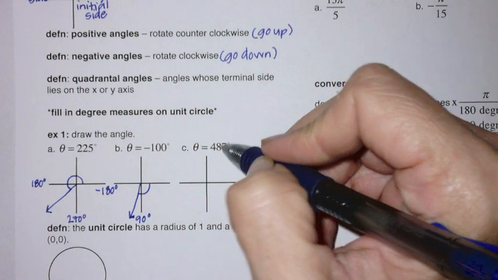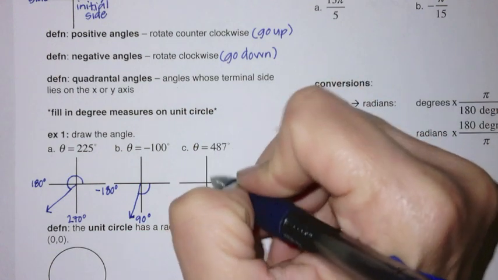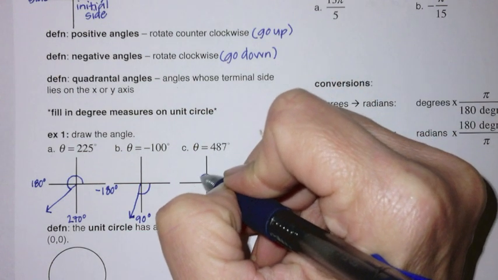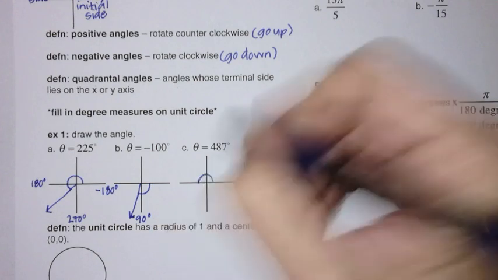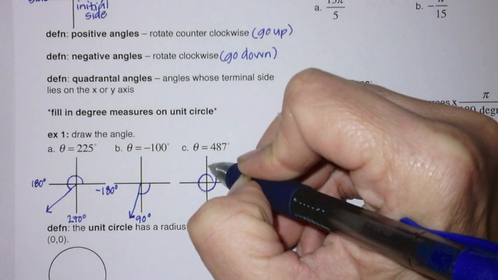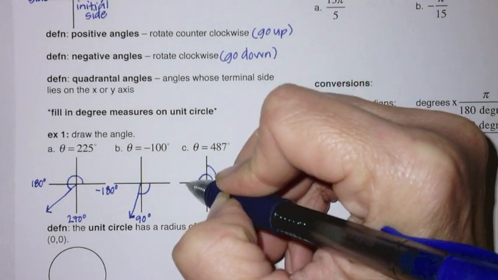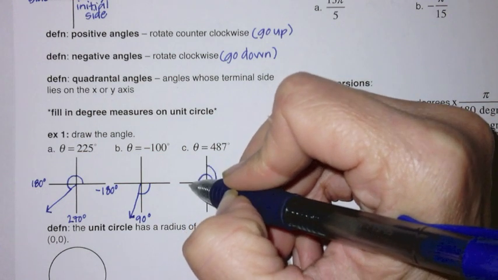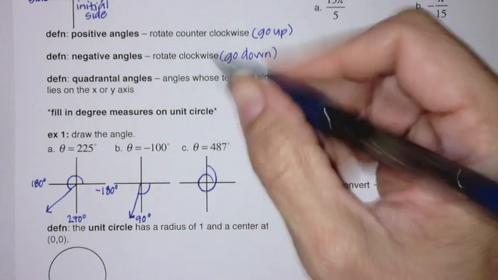487 degrees is super annoying, but here's what I do. I go 9, 18, so like 180, 27, 36, 45. This next one would be 540. So I'm just doing the math fast, taking a shortcut.